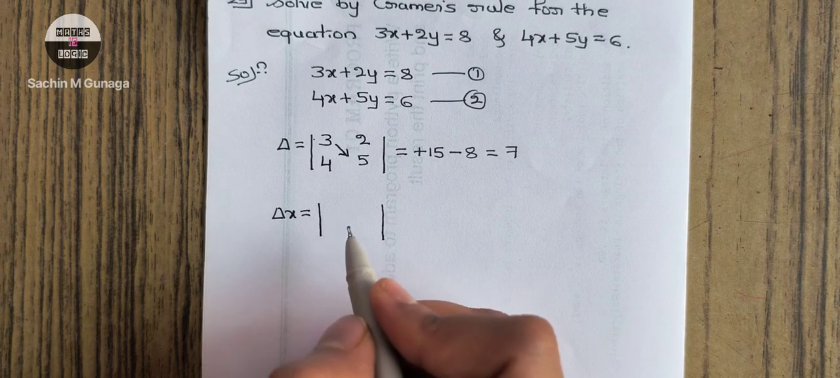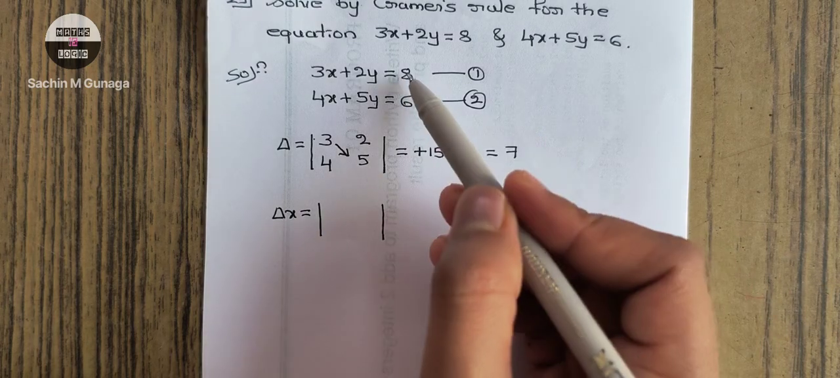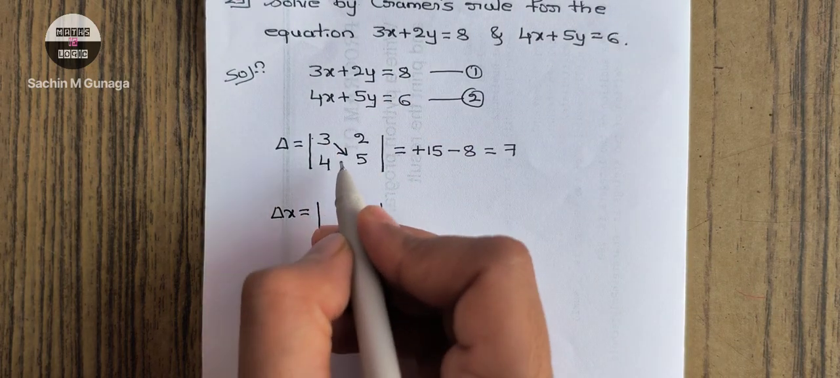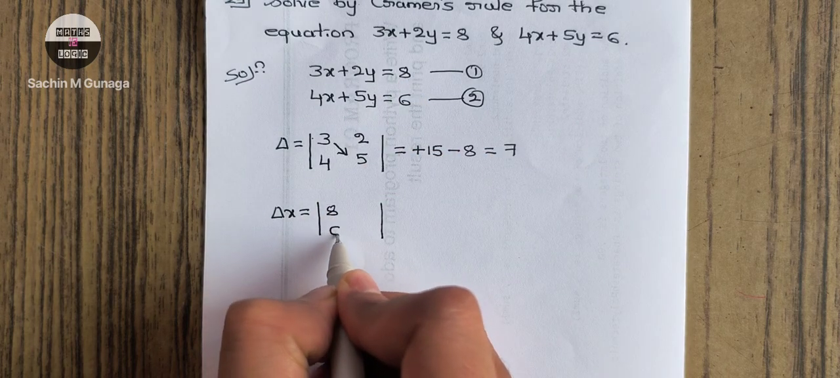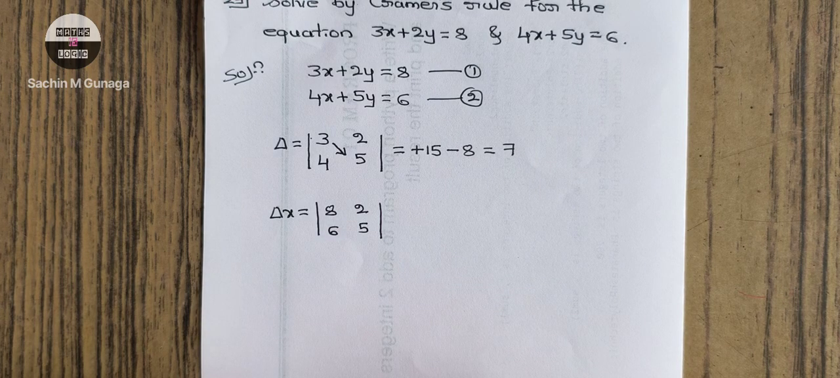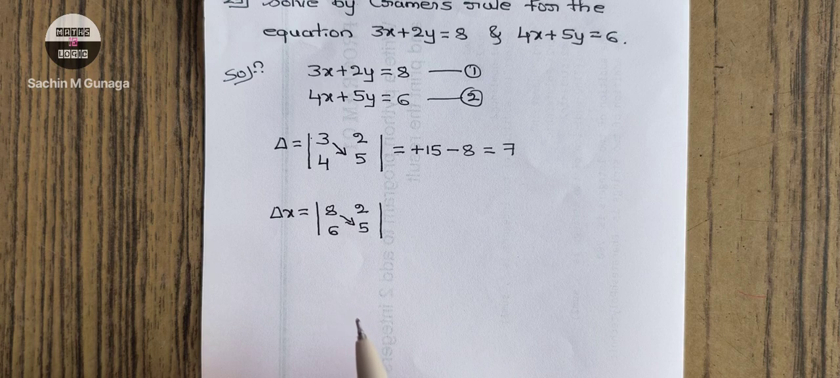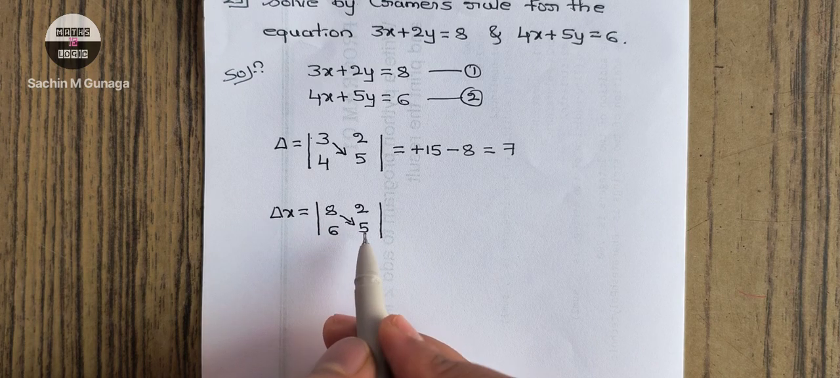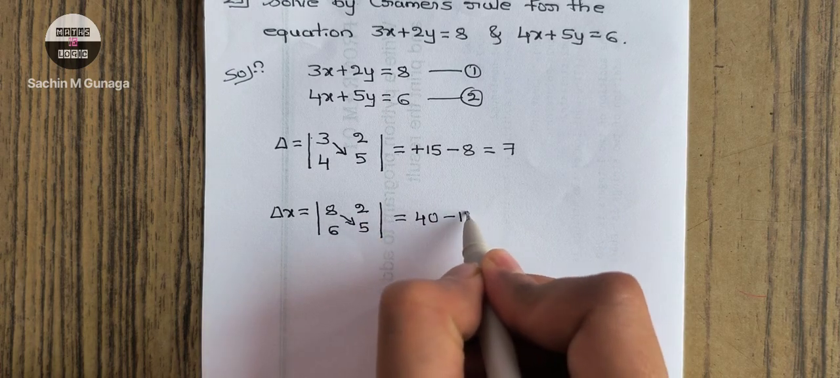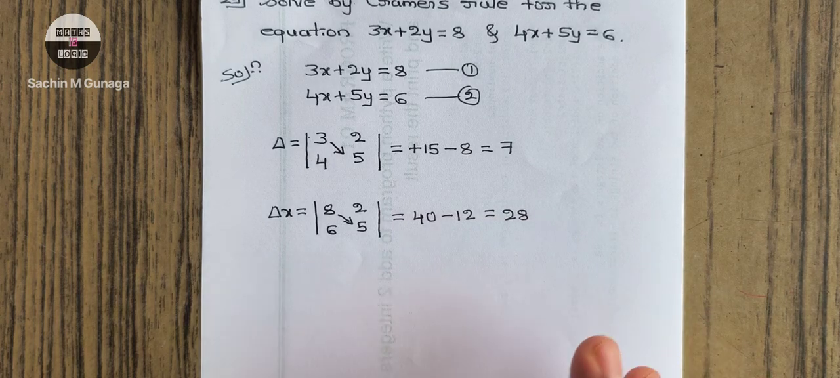For delta x, in delta, the first column we should replace by these two constant numbers. That is, instead of writing 3 and 4, write here 8 and 6, and the second column as it is we need to keep, that is 2 and 5. Again apply the second order Cramer's rule, cross multiplication, middle negative sign. 8 into 5 is 40, middle minus sign, 6 into 2 is 12. Therefore 40 minus 12 is 28.